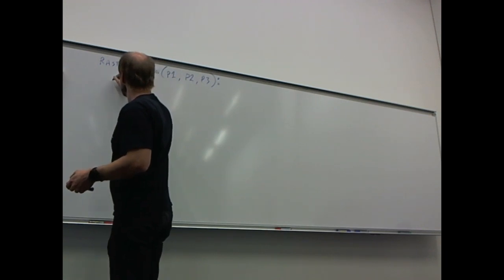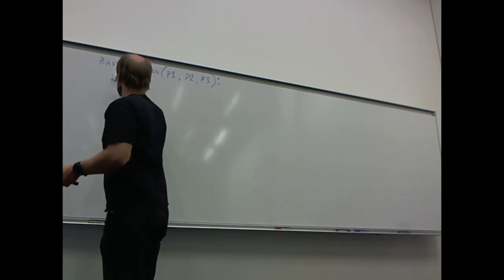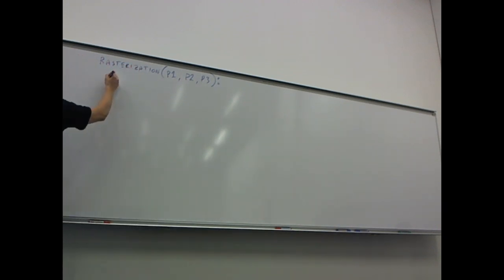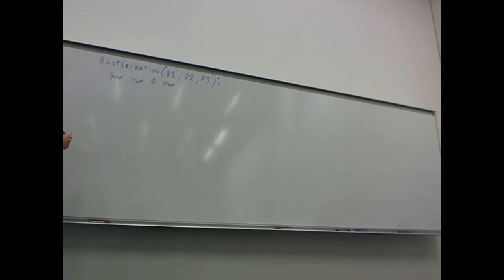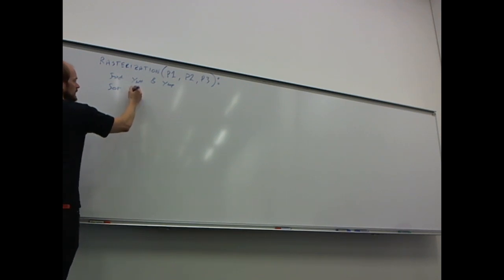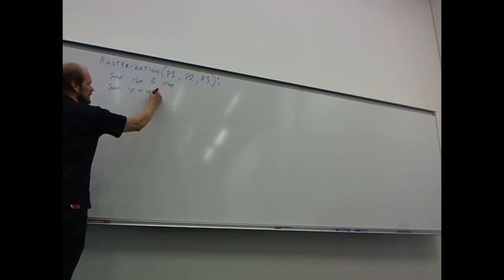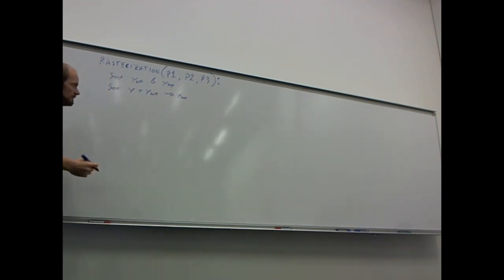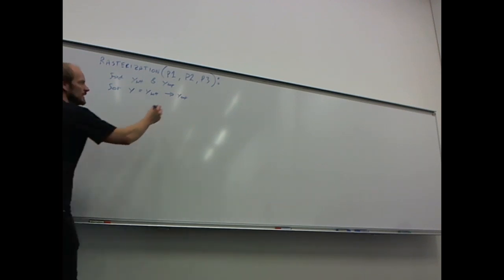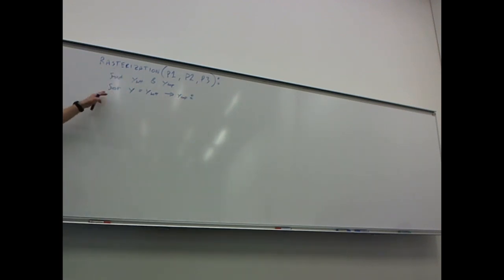So the rasterization was basically, well, start by saying find Y bottom and Y top. So that's the first step, deciding what's the lowest, what's the highest. So we can now go from Y equals Y bottom ranging up to Y top, including Y top. We have some value of Y, so each scan line here.